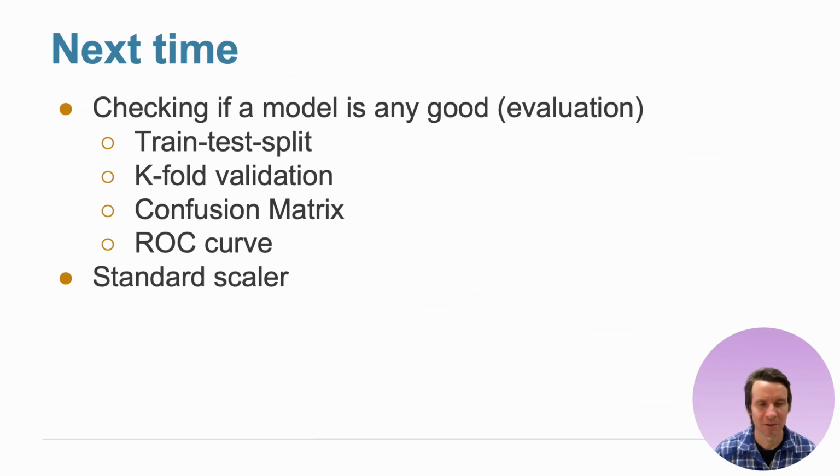Right. Next time what we will try to do is figure out when the models are doing well or not, and that we will do with train test split, some k-fold validation. We will look at confusion matrix and ROC curve. And then we will try to explore standard scaler, which is making sure that the unit that we put in at one unit doesn't completely dominate everything else.